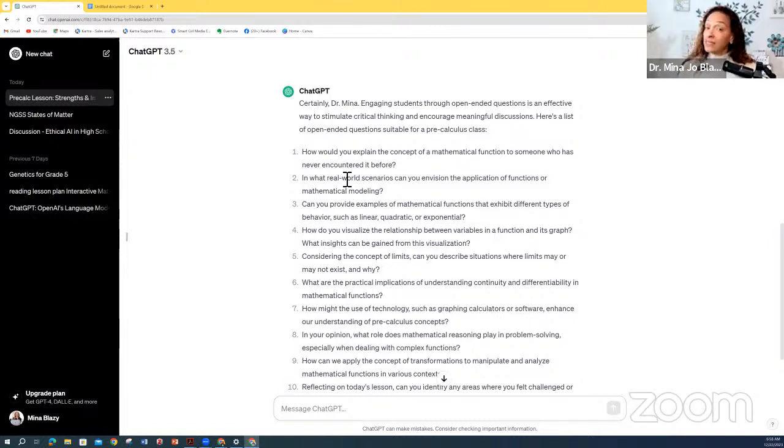But when they explain it to their peers, that question right there, how would you explain the concept of a mathematical function to someone who has never, that right there is brilliant. Like, think about that. Think about how you can help students learn about their thinking.